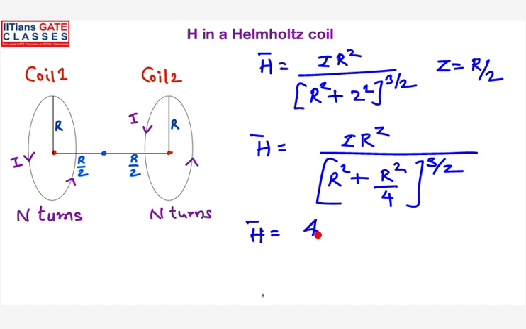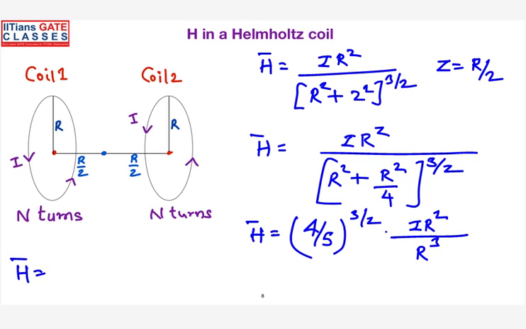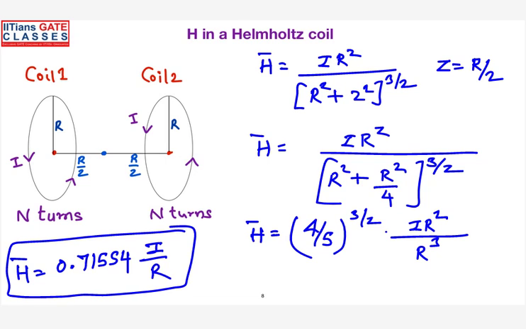So when it comes to the numerator, 4 by 5 whole power 3 by 2 into I R square divided by R cube. So you are going to get 4 by 5 whole power 3 by 2. You please cross check. The value will come 0.71554 into I by R. So this is the magnetic field intensity due to a Helmholtz coil by considering one winding.